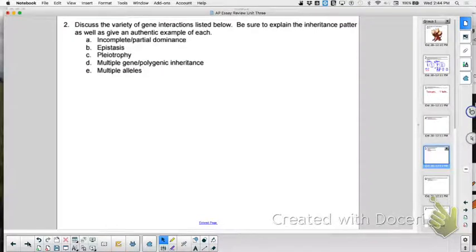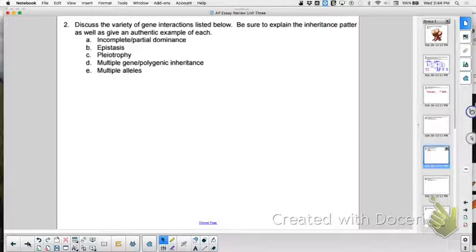Here it is. Discuss the variety of gene interactions listed below. Be sure to explain the inheritance pattern as well as give an authentic example of each. Incomplete partial dominance. That would be an exception to the law of dominance. Okay. Red flower, white flower makes pink flower. It's not that red is dominant over white or white is dominant over red. They're both expressed.